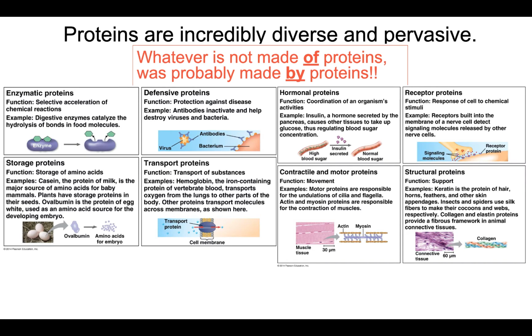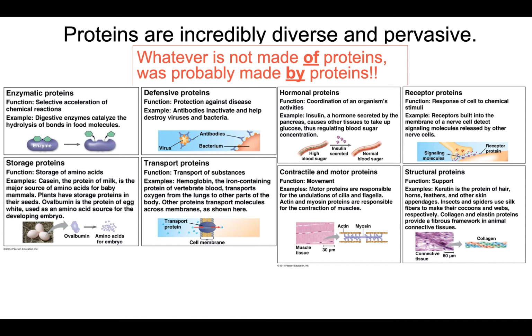So, amino acids are the monomers of proteins, and proteins are an incredibly diverse and pervasive macromolecule. In fact, whatever is not actually made of proteins within your cells probably required a protein to be made. Let me explain what that means.